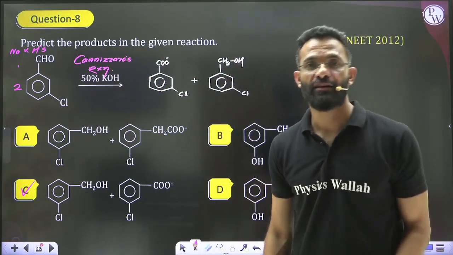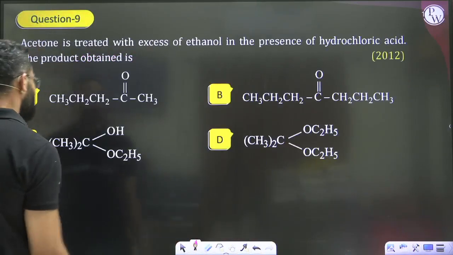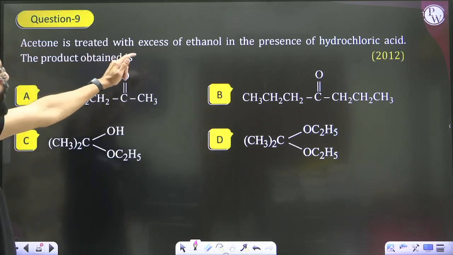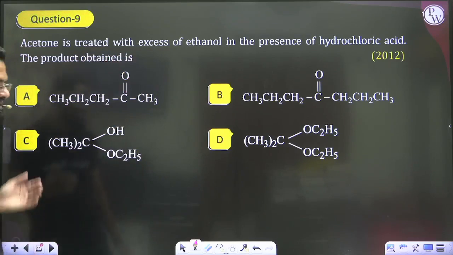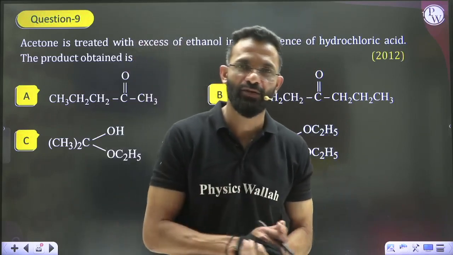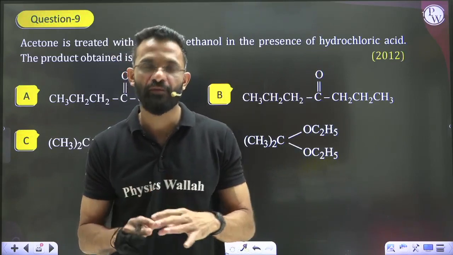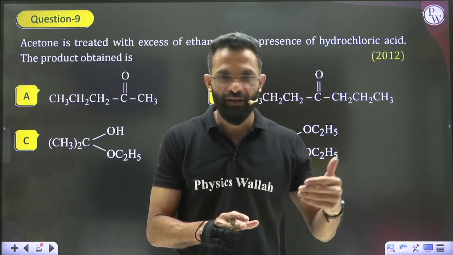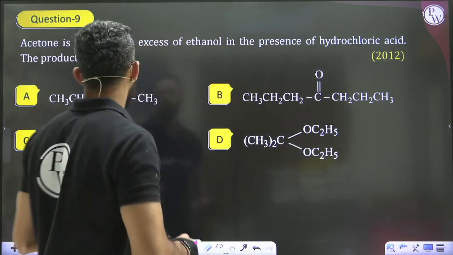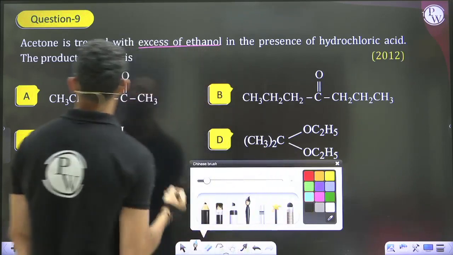Guys, I'm hoping that you are understanding what we are discussing here. This question was from Cannizzaro's reaction. Next question, number 9. Acetone is treated with excess of ethanol in presence of hydrochloric acid. The product obtained is, well, this is again addition reactions of aldehydes and ketones. Aldehydes and ketones, upon addition reaction with alcohols in presence of dry HCl, first form hemiacetal. Upon reaction with a second molecule of alcohol, it then gets converted to acetal. So if I have to write the reaction with excess of ethanol, I have to consider that there are two molecules of ethanol reacting. So we can write the reaction like this.